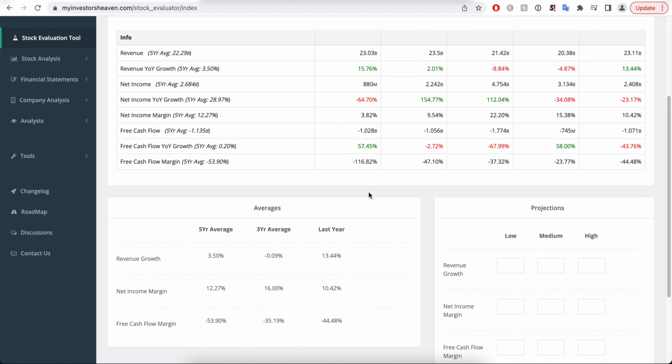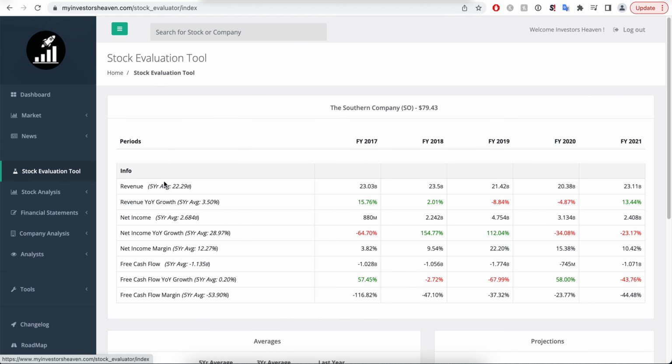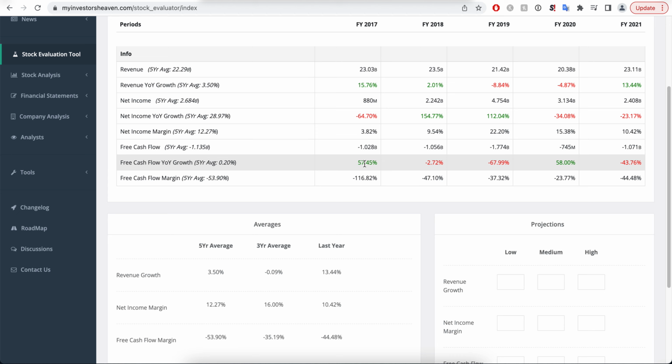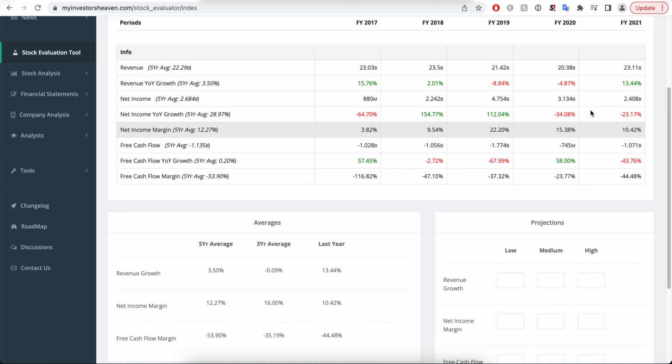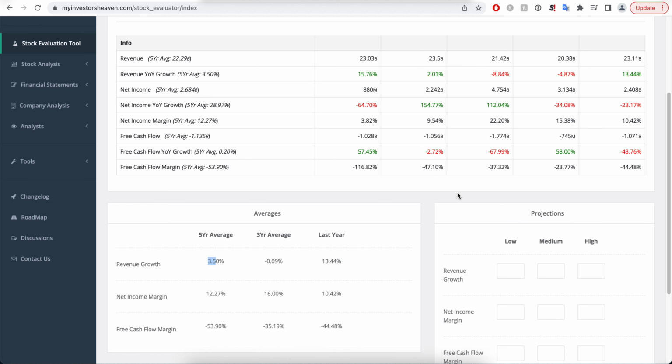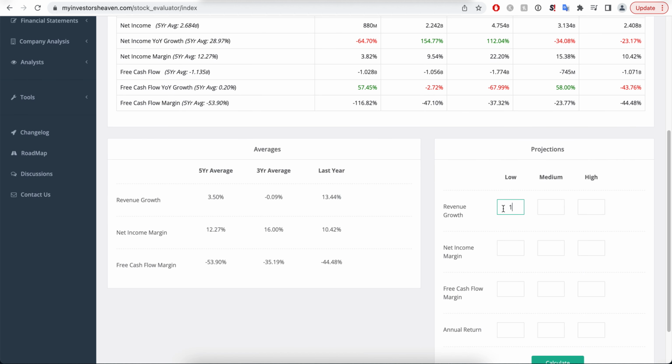Now, I'm still going to go through the stock evaluation tool metrics here just to see what we're getting. The revenue growth of the company was high in 2021 because of coming off the pandemic, I suppose. But overall, the company has been growing at about 3% a year. So we're going to go 1, 2, and 3% over here. In terms of the net income margins, they have been sitting at about 10 to 16%. Let's go 10, 13, and 16.